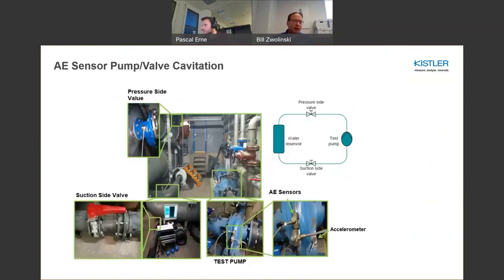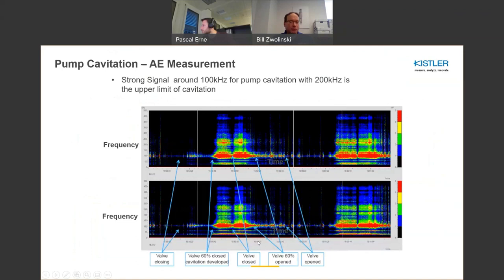Also, with pumps and valves, AE sensors are used. In this case, we were really looking at the AE sensors on the test pump for this closed system. And this is an example of a spectrograph. It gives you time and frequency domain. And the amplitudes are really dictating: red is obviously the high strength or higher amplitude, where blue would be lower.